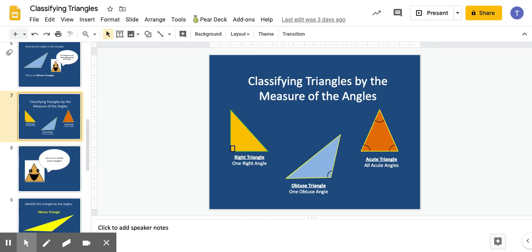So your first triangle is called a right triangle. It has one right angle. Your second triangle is called an obtuse triangle. It has one obtuse angle. And then the third triangle is an acute triangle, and it has three acute angles.